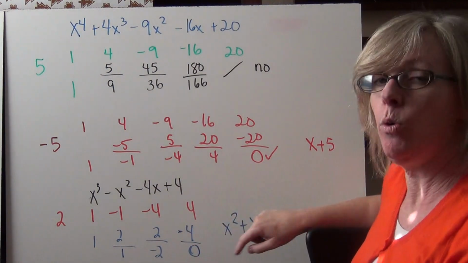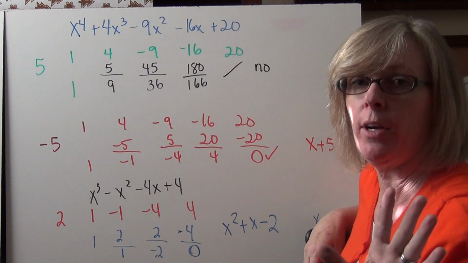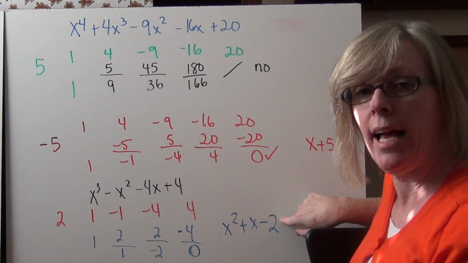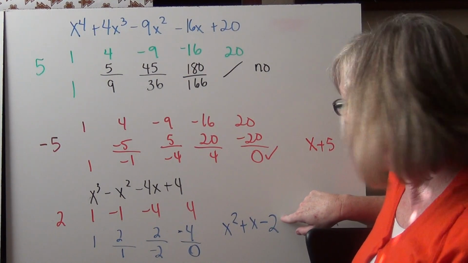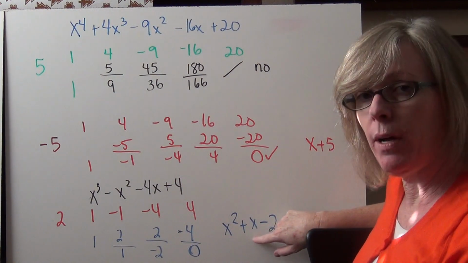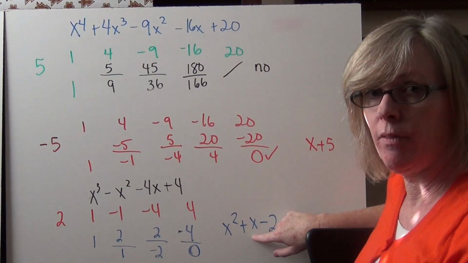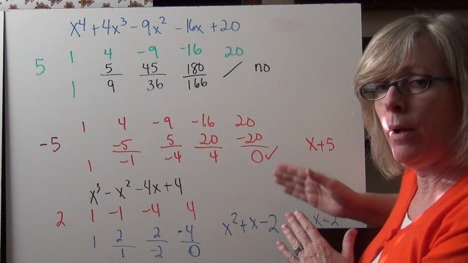And often when you get to a quadratic, you can just stop right there and factor it. What do I have to have to get 2? 1 and 2. And can I figure out which one's positive and which one's negative to get a positive x? And I can. So that's how I would finish it.